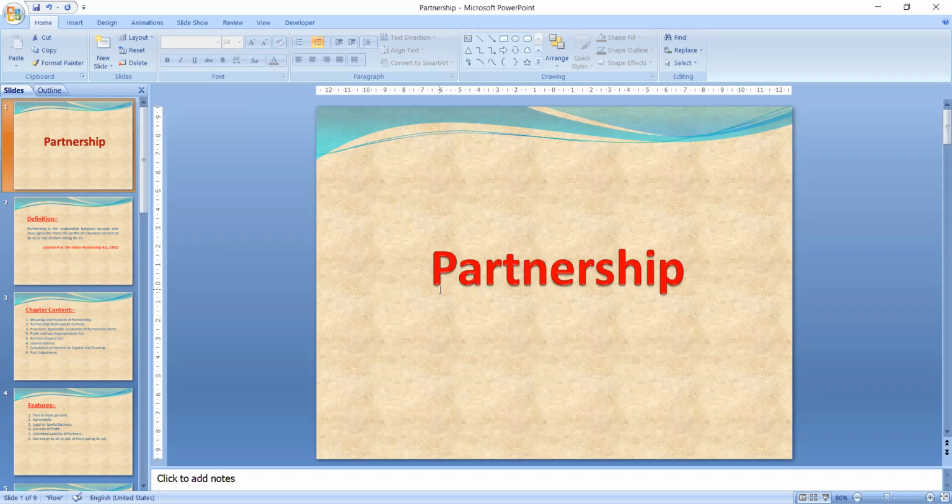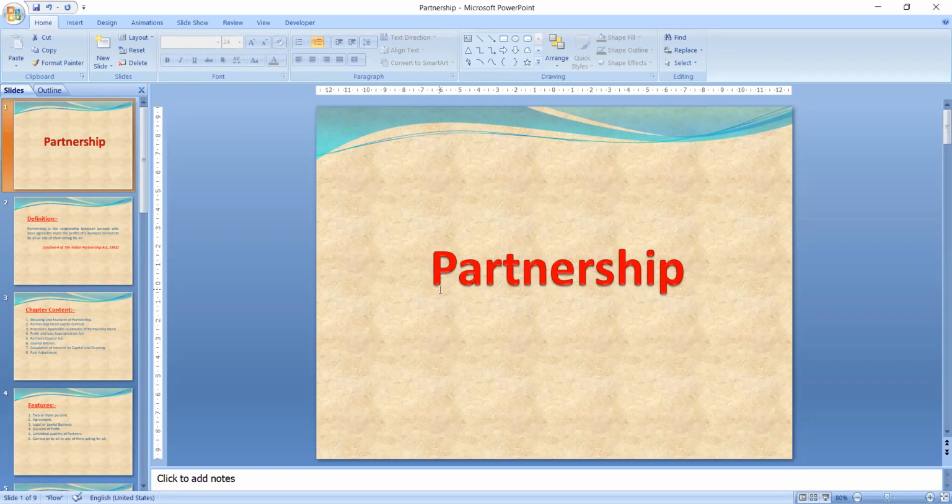Do you know what is proprietorship? It's an individual starting a business, a single individual. It's an individual involved in business, means single-handedly operating his business. And what is partnership?